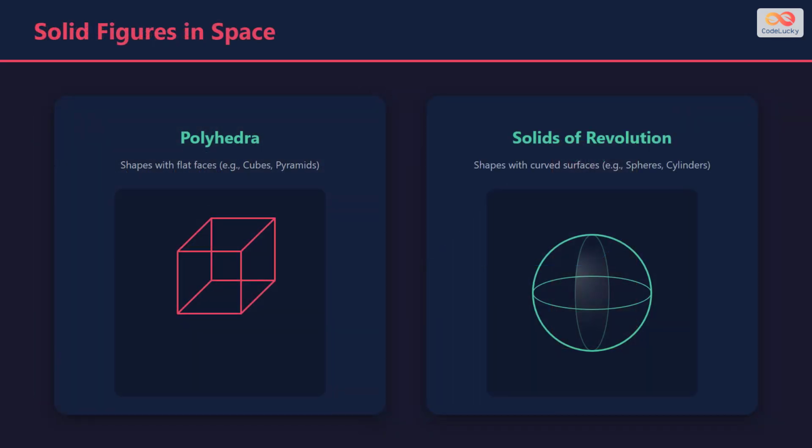Because space is 3-dimensional, it can contain solid figures. These are shapes that have volume. We have polyhedra, which are solids with flat faces, like cubes and pyramids. We also have solids with curved surfaces, such as spheres, cylinders, and cones. All of these figures are essentially collections of points arranged in specific ways within space.